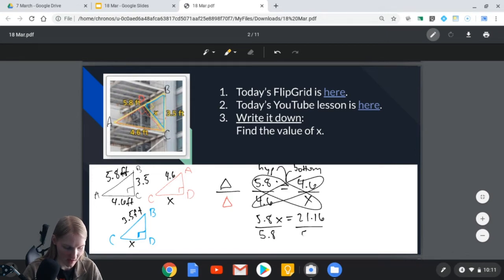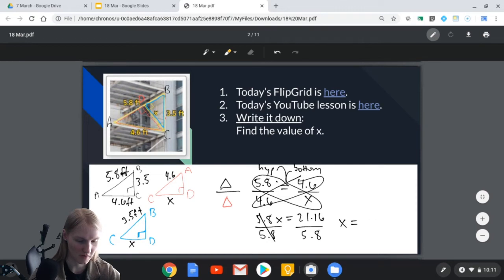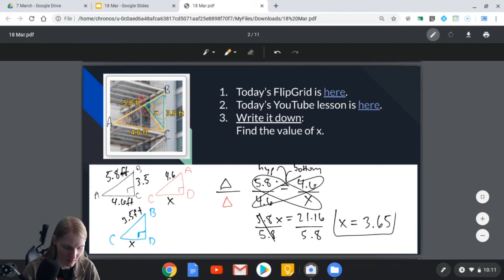Okay. Get the x by itself. Divide by 5.8 on both sides. If we divide that number by 5.8 and round to two decimal places, we get 3.65, roughly. What are our units? Feet. We almost forgot. Feet. Woohoo! So there was our entry task for today. Hopefully you remembered how to use the right triangle similarity theorem.